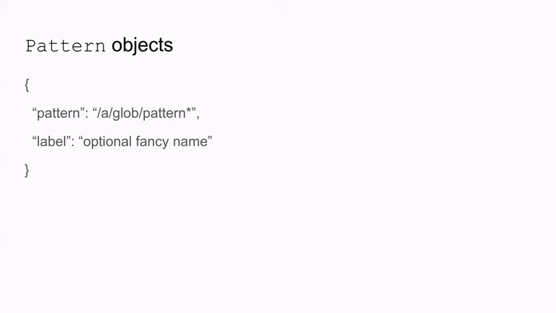And the same way we did with templates, you can also give a pattern a fancy name if you want. You can give it a label. This property is optional, but just as we did with templates, you can use this field to help you remember why you are defining separate patterns for a specific domain.